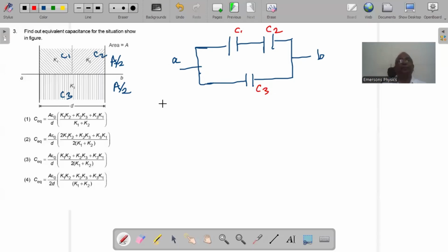Let us find out C1. C1 and C2 are in series, which is parallel to C3. So these two are parallel capacitors; this and this are parallel. Now, let us see C1. We know the general formula, C equals epsilon R epsilon naught A by D. Here, epsilon R is nothing but K1. Epsilon naught, A becomes A by 2, and D becomes half the distance, so this is D by 2, upon D by 2.